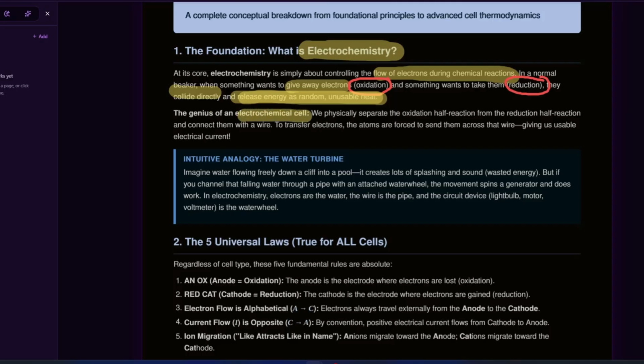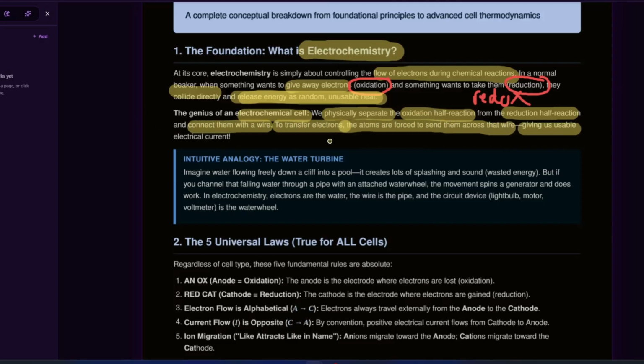In the cells that we saw earlier, we physically separate the oxidation half reaction from the reduction half reaction. So you're basically making the redox separate, right? You're separating them into oxidation and reduction and connecting them with a wire. To transfer electrons, the atoms are forced to send them across that wire, giving us usable electrical current. Before it would be unusable, but the point is that these electrochemical cells make it usable.